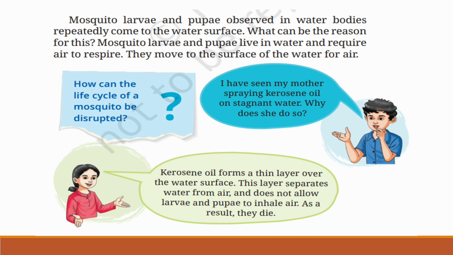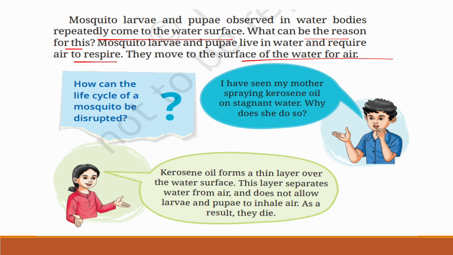Mosquito larvae and pupae observed in water bodies repeatedly come to the water surface. What can be the reason for this? Mosquito larvae and pupae live in water and require air to respire. They move to the surface of the water for air.